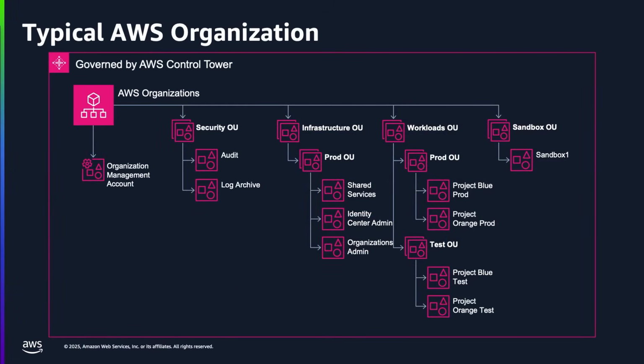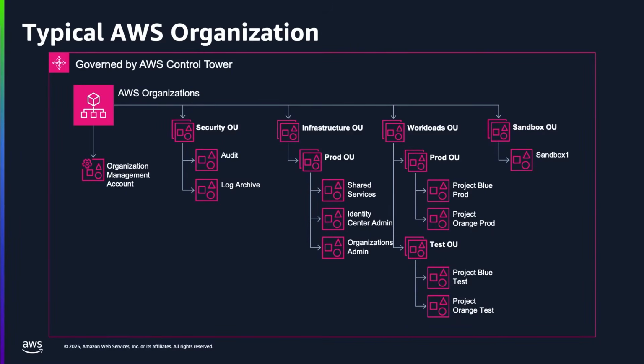This diagram shows a typical AWS organization designed according to the guidelines published in the AWS Well-Architected framework. This organization is governed by AWS Control Tower, which automates and simplifies much of the infrastructure governance that many AWS customers need. But nothing presented in this video actually requires Control Tower to be enabled.